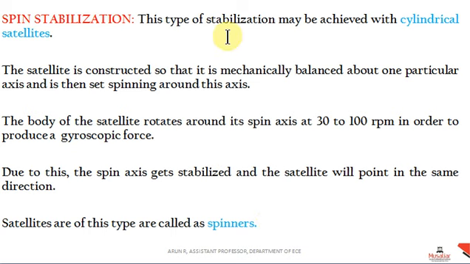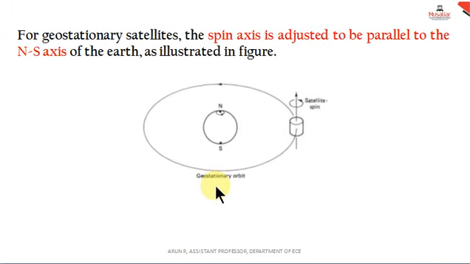This is the diagram representing spin stabilization, where the spin axis is adjusted parallel to the north-south axis of the Earth. Here we can see the cylindrical satellite with its axis made parallel to the north-south axis of the Earth, and the cylindrical satellite is rotating around the Earth through its orbit. This is known as spin stabilization.